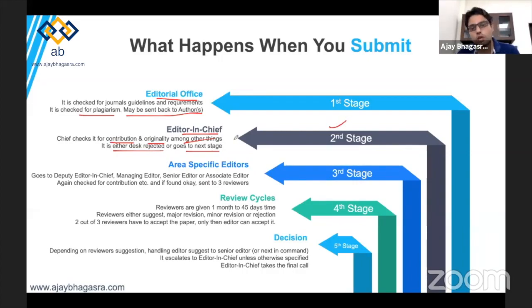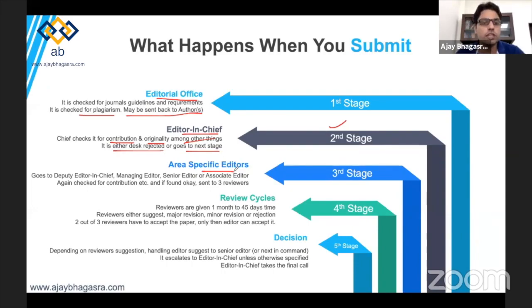When the editor is okay, that it seems to be looking okay, then we move it to the third stage. The third stage is area-specific editors. For example, Management Science is a journal which accepts papers from various areas. Journal of Business Research accepts papers from operations also, from HR also, from finance also. So maybe the editor-in-chief is from marketing.